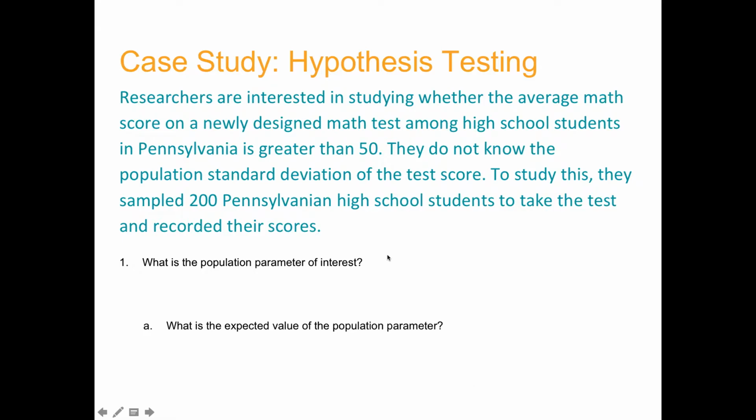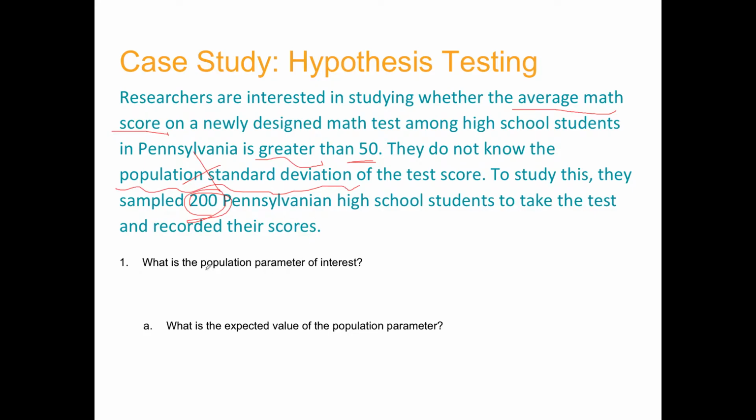So for the case study, this one, the researchers are interested in testing whether the average math score on a new test is gonna be greater than 50. So when I'm reading this question, here are the words that light up for me: they do not know the population standard deviation. Okay, so no population standard deviation is no. And to study this, they sampled 200 students, that's n, to take the test.